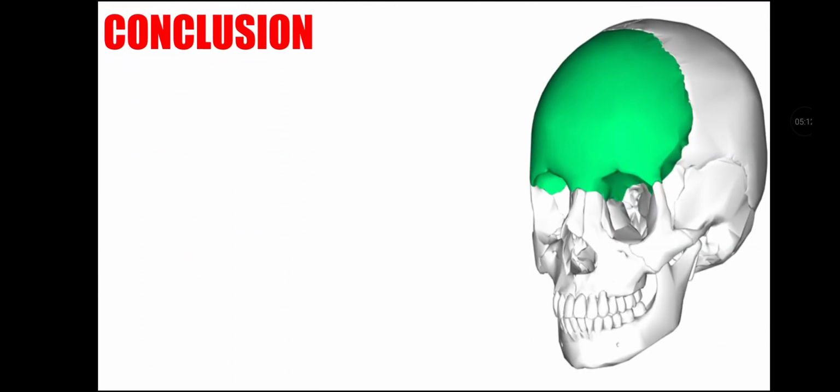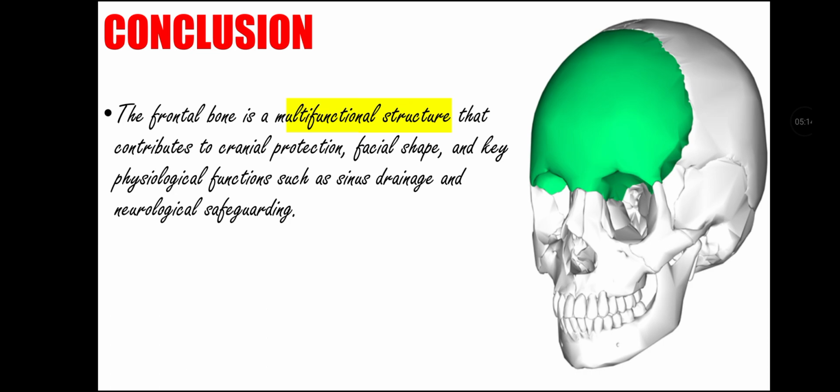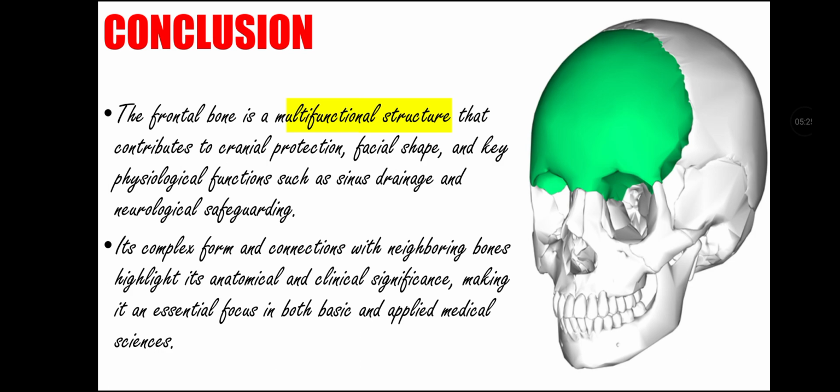Now let's talk about conclusion of this lecture video. Frontal bone is a multifunctional structure that contributes to the cranial protection, facial shape, and key physiological functions such as sinus drainage and neurological safeguarding. Its complex form and connection with neighboring bones highlight its anatomical and clinical significance, making it an essential focus in both basic and applied medical sciences.